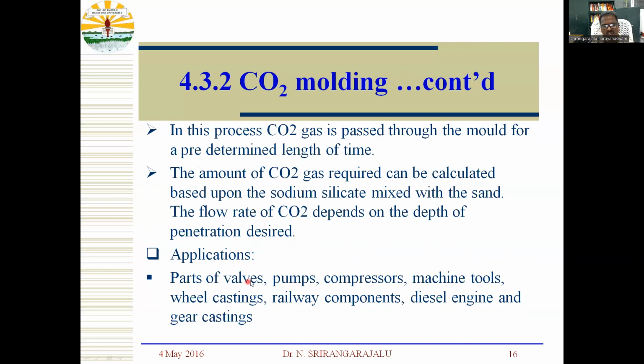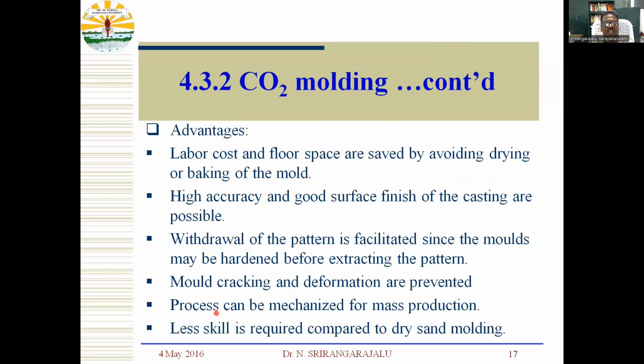Applications: parts of valves, pumps, compressors, machine tools, wheel castings, railway components, diesel engines, and gear castings. These are all the components we can make using carbon dioxide molding. We can prepare end products like parts of valves, pumps, compressors, machine tools, wheel castings, railway components, diesel engines, and gear castings.